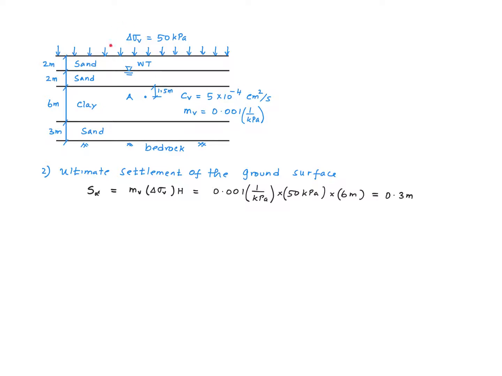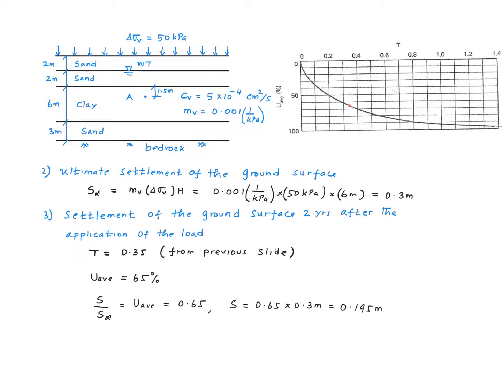The change in the vertical stress comes from the surface pressure of 50 kilopascal. The total thickness of the clay layer is 6 meters, and you substitute these numbers and I get a value of 0.3 meters for S infinity. Once again, let me emphasize that h that goes in this formula is the total thickness, and calculation of the ultimate settlement has nothing to do with the drainage conditions for the clay layer. So every part of the clay is going to make a contribution to S infinity, and therefore we use the total thickness here.